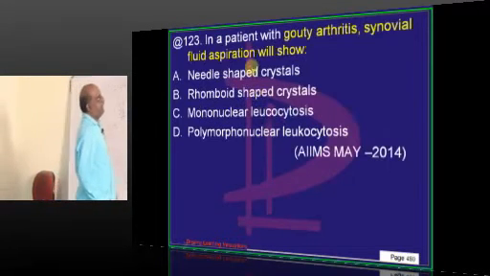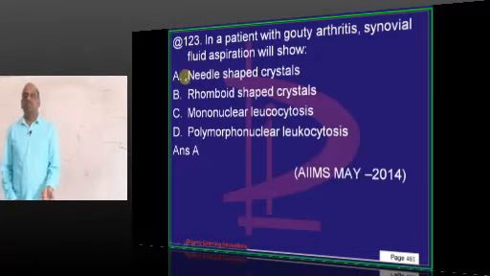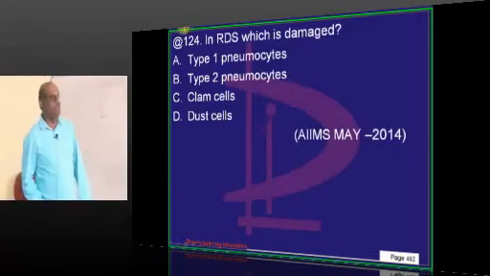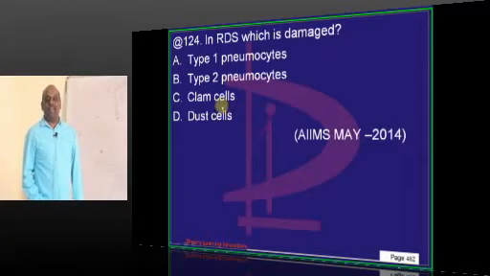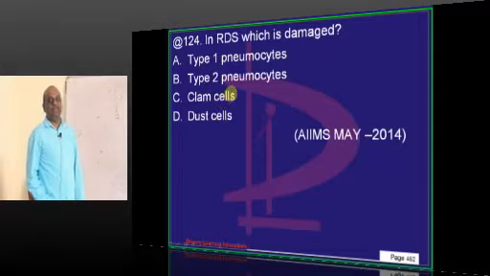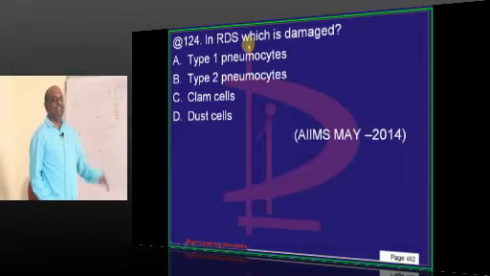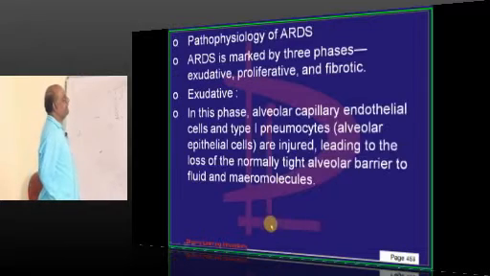Then, gouty arthritis may show needle-like urate crystals, no big deal. This is what I am telling. In RDS, what is damaged? Don't say type 2, it is type 1. But surfactant is produced by type 2, that's the point.